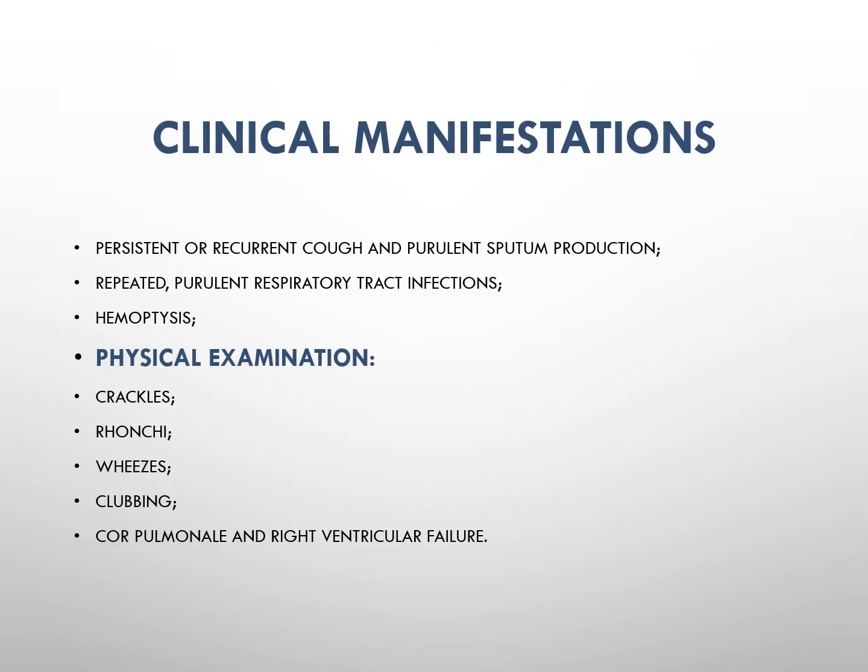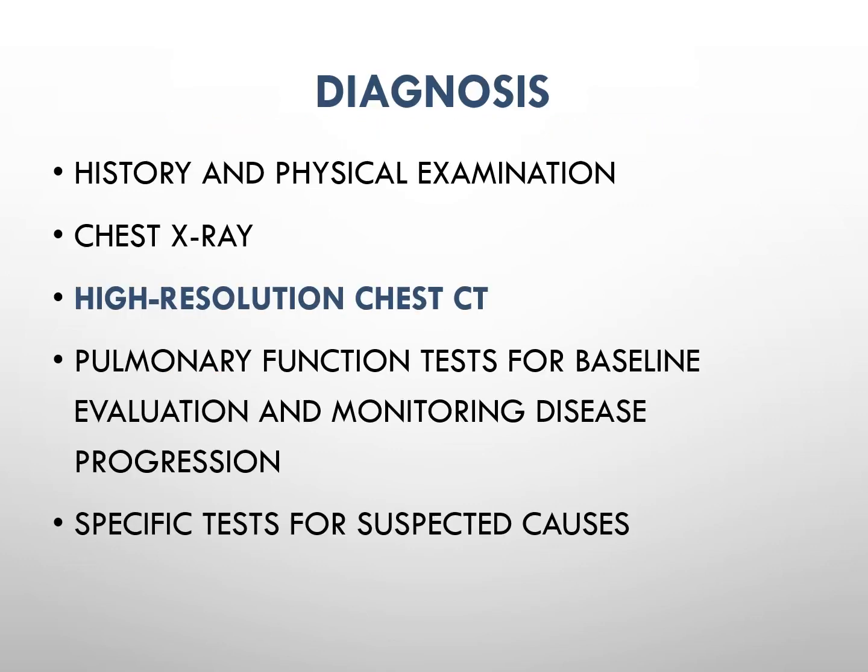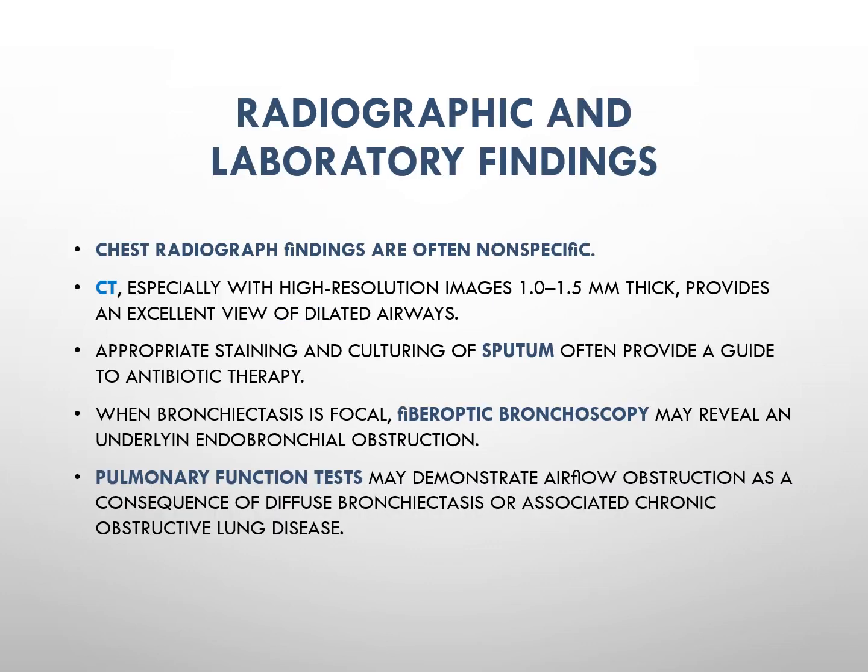Now about clinical manifestations of bronchiectasis. Persistent or recurrent cough and purulent sputum production, repeated purulent respiratory tract infections, hemoptysis. During the physical examination, we have crackles, rhonchi, wheezing, clubbing, cor pulmonale, and right ventricular failure. History and physical examination, chest X-ray, high-resolution chest CT, pulmonary function tests for baseline evaluation and monitoring disease progression, and specific tests for suspected causes all help in diagnosing bronchiectasis.